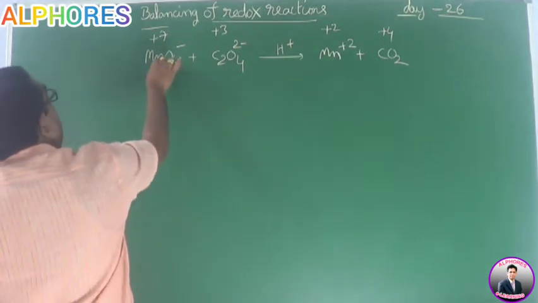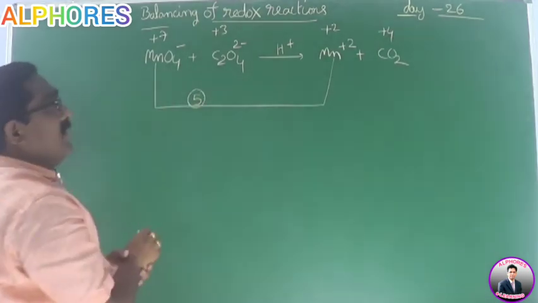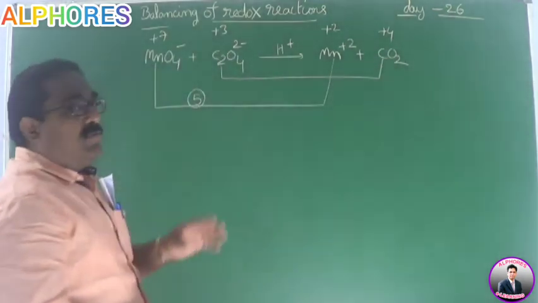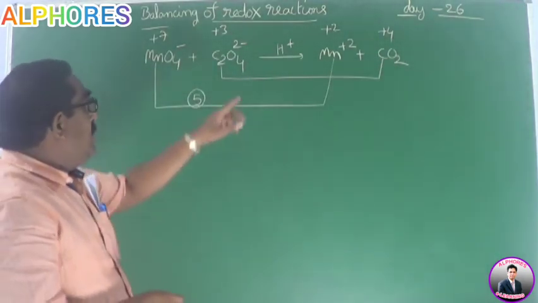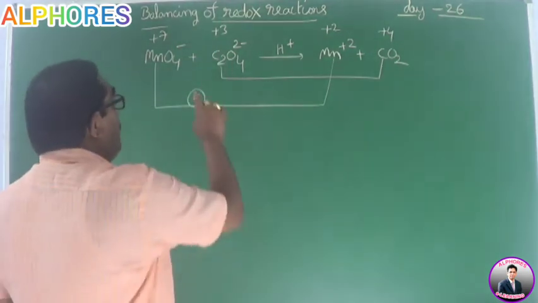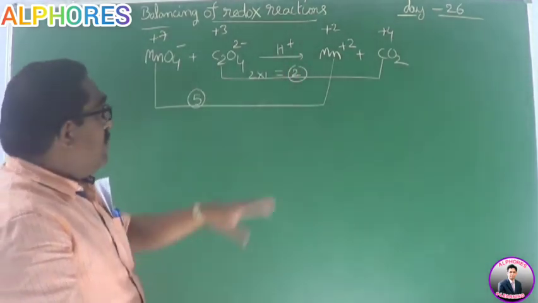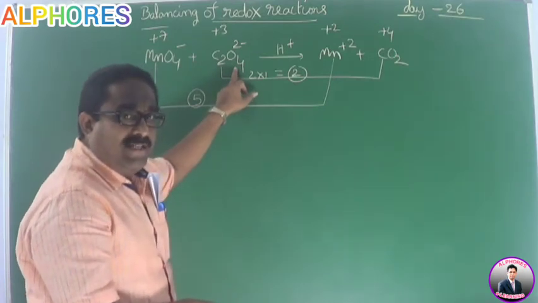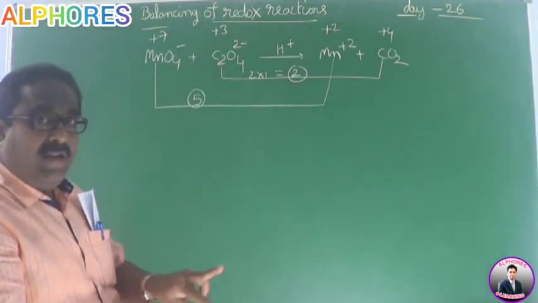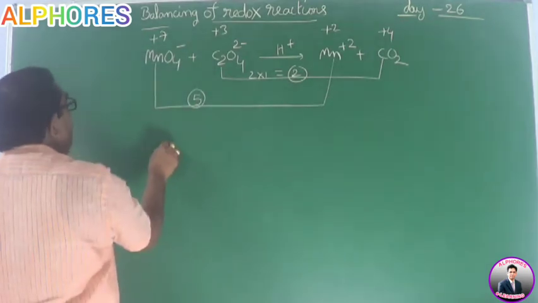And let me observe the change. This change is 5, where manganese is undergoing reduction, and this carbon changes from +3 to +4, which is 1. There are 2 carbons there. For one carbon the change is 1, so for both the carbons you have to take 2 into 1, which is 2. So here there is a chance of making a mistake. Please concentrate here. We should consider the total change, either total decrease or total increase in oxidation numbers, and reverse the coefficients and write down the reactants.